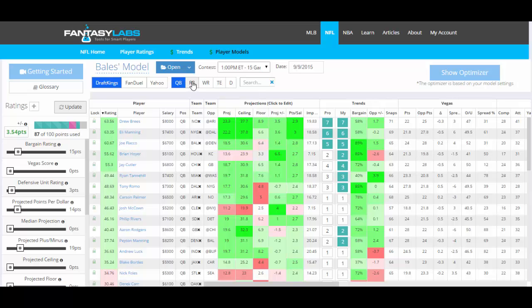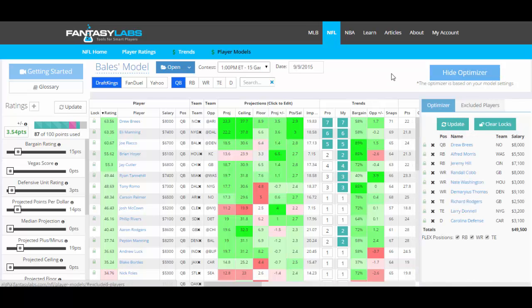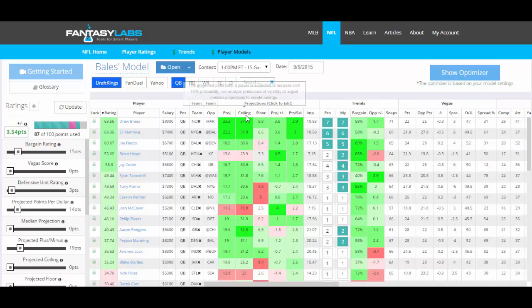You have to do a different model for each position. Obviously, there's different factors. And then when you have a model that you like, you can click the optimizer if you prefer, and it'll optimize a lineup around your ratings. So that's the basis behind our player models. Definitely fool around with it. See how high you can get the plus minus. It's not the only thing that matters for sure, but it is a really quality way to rate players as efficiently as possible.